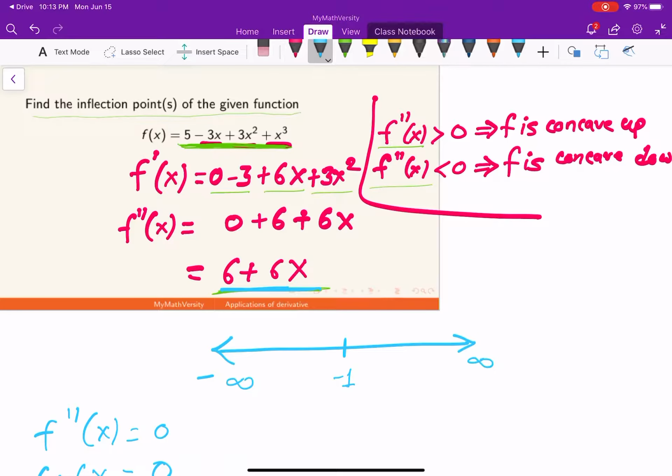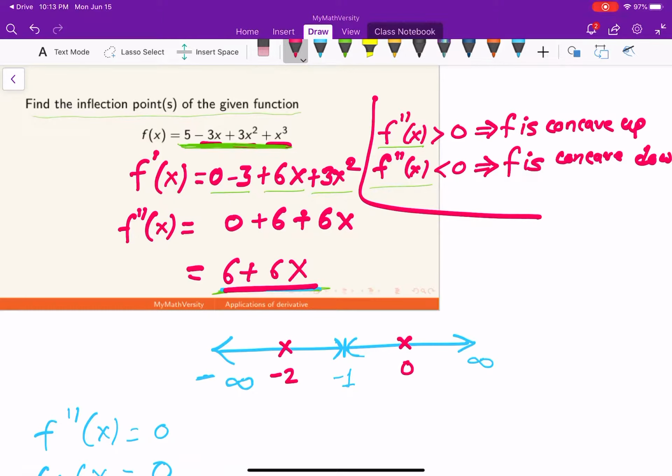So when we do that, now we have two subintervals, one from negative infinity to negative 1, and then from negative 1 to infinity. So now within these two subintervals, choose some random number. Whatever random number you want to choose. Let's say I want to choose negative 2 here and then 0, and then plug back into the second derivative to determine the sign of the second derivative.